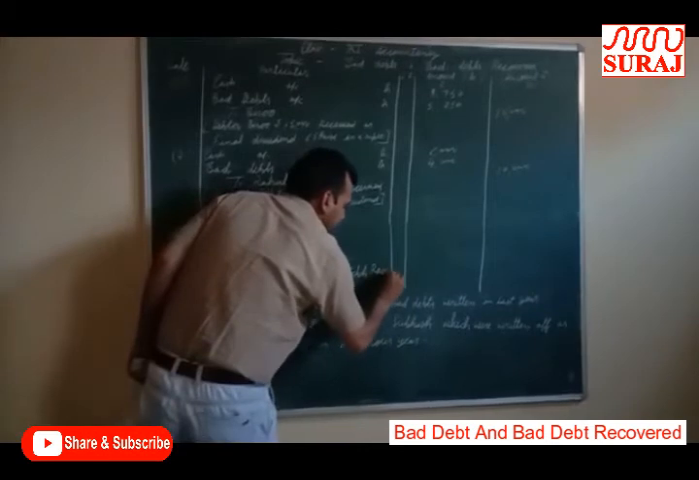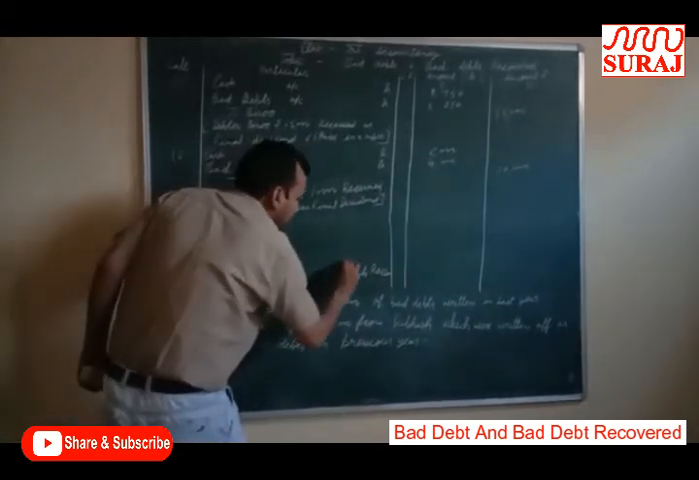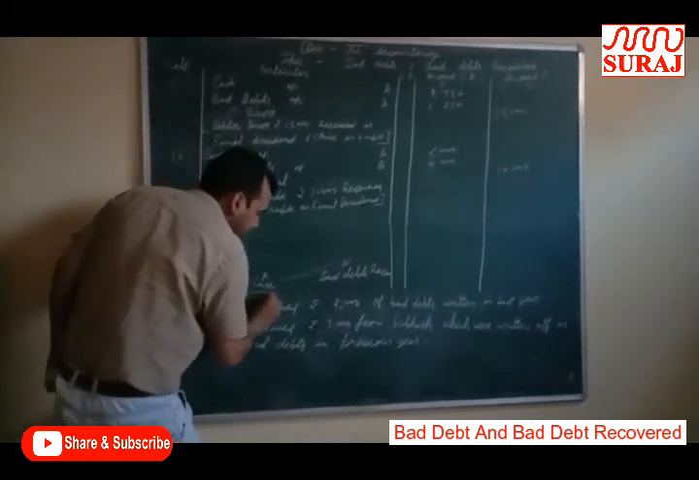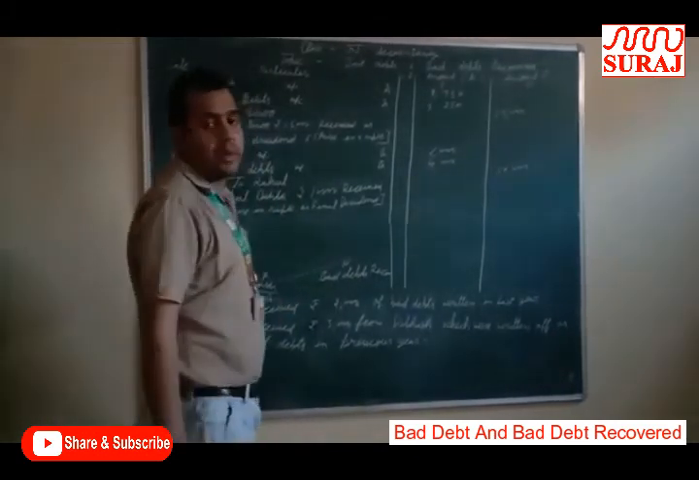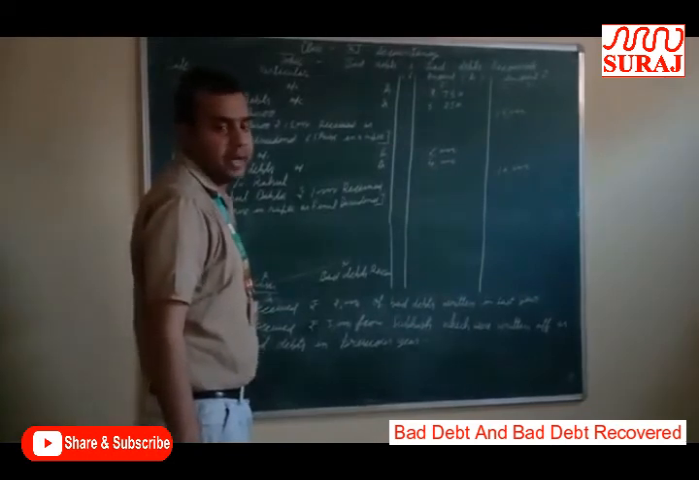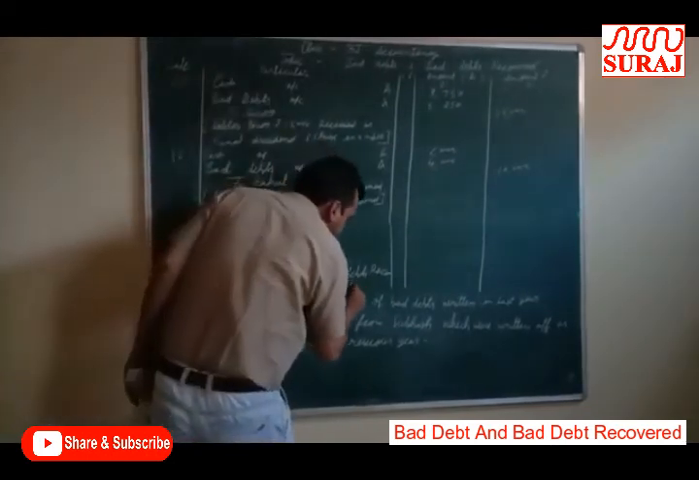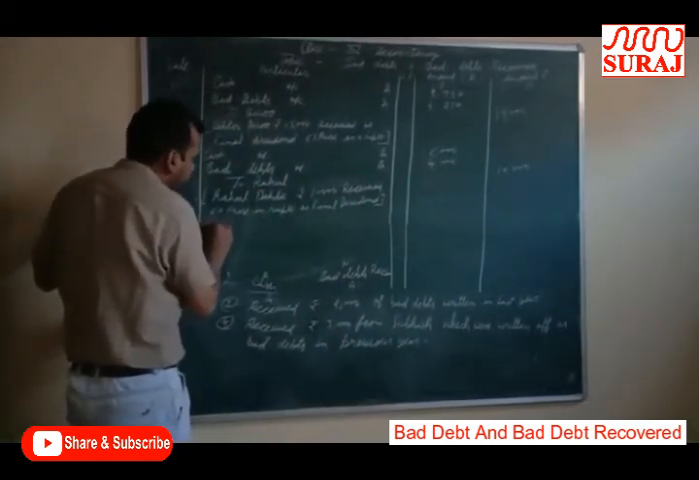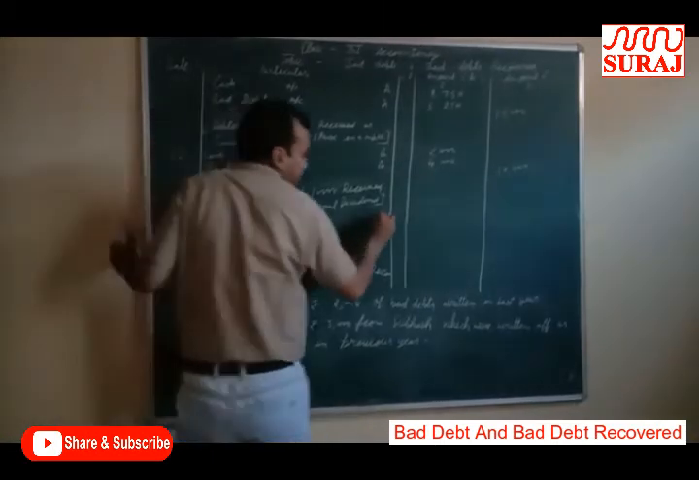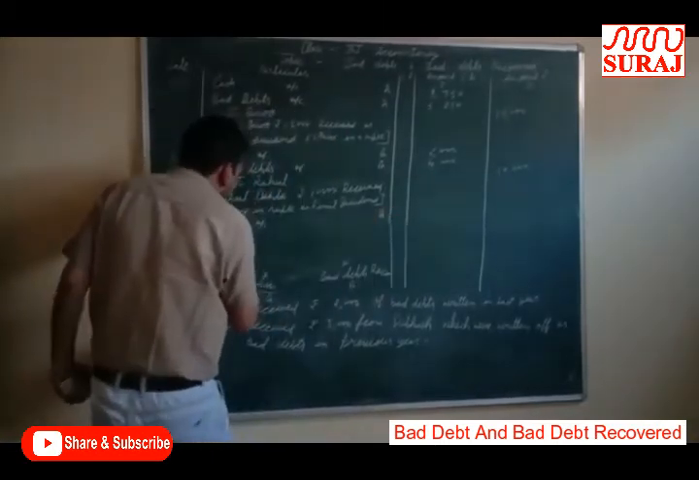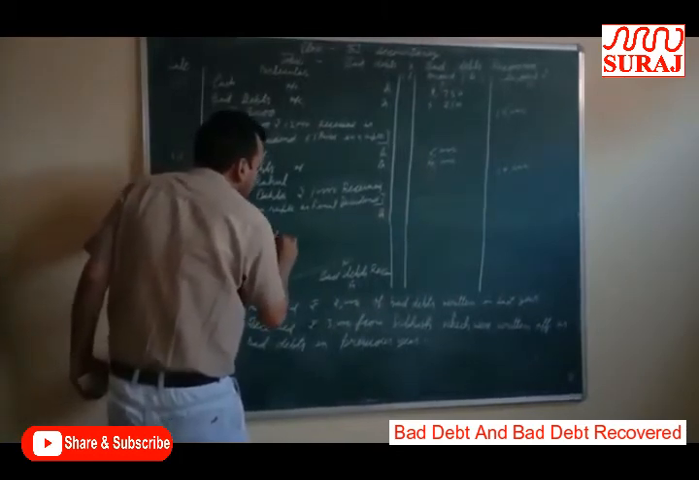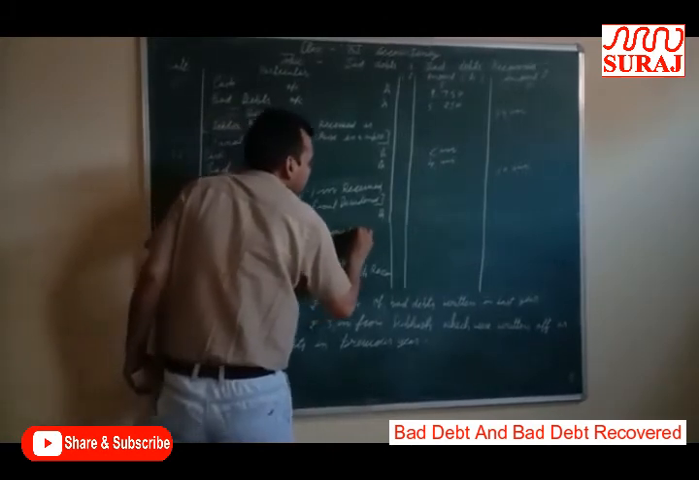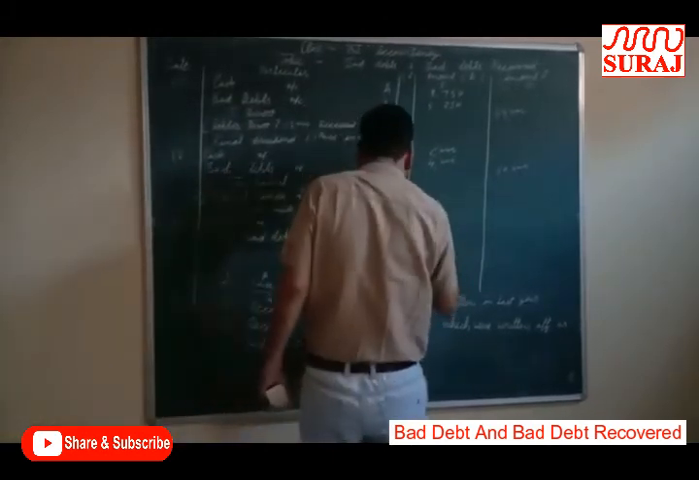Cash, real; bad debts recovered, nominal. Real account rule: debit what comes in, credit what goes out. Cash comes into the business, cash debit. Bad debts recovered, nominal: debit expenses and losses, credit income and gains. Bad debts recovered is income, so credit. Result: cash will be debit and bad debts recovered will be credit. Cash account debit to bad debts recovered account for 2,000.